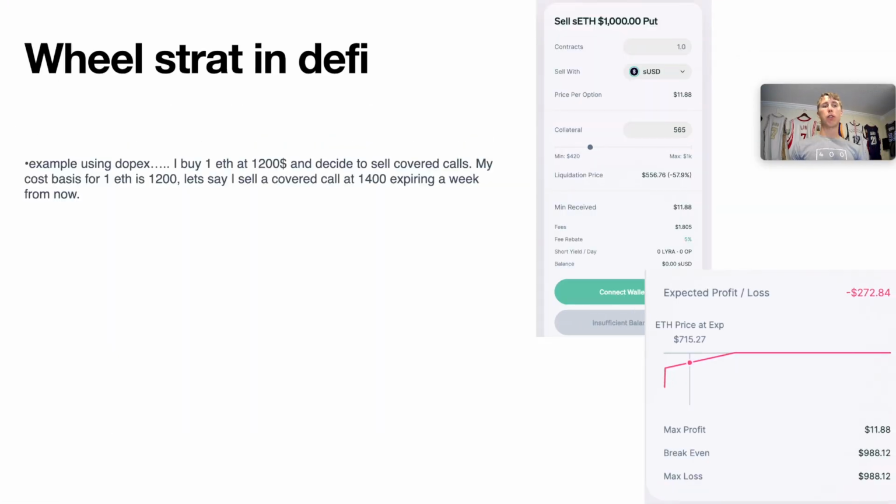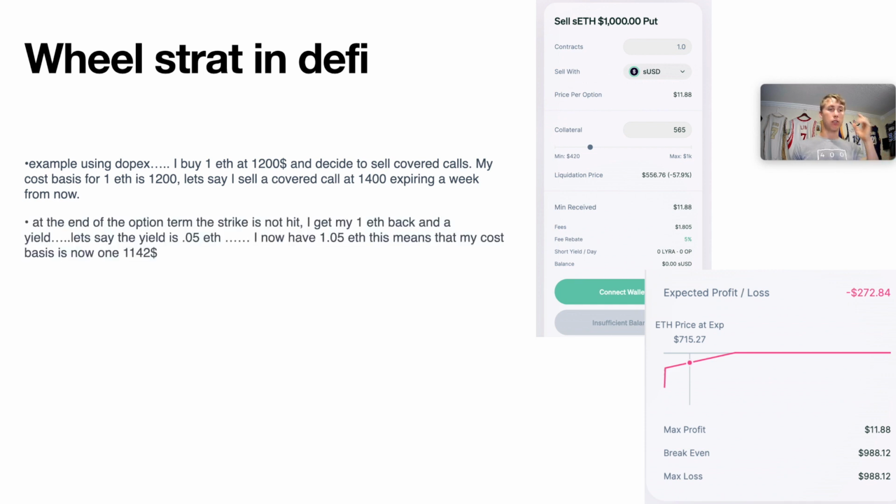So here's the example of the wheel strategy in DeFi. Let's use this example with Dopex. I buy one Ethereum at $1,200 and I decide to go ahead and sell some covered calls. My cost basis for one Ethereum is $1,200 because I bought one ETH at $1,200. Now, let's say I sell a covered call at $1,400 expiring a week from now. This means that I'm basically putting in a limit order at $1,400 to sell my ETH. I'm going to get paid a premium for doing this, so keep that in mind.